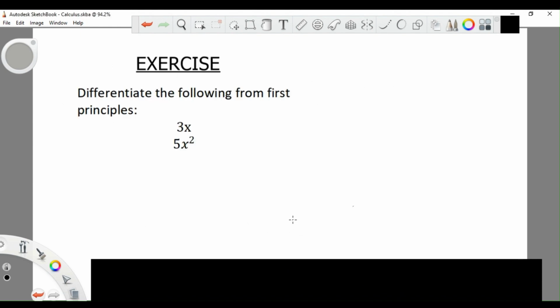Here is a question for you. Please do this question on a paper, take a screenshot, and send to our email that you see in the description below, and we shall respond to you as soon as possible.